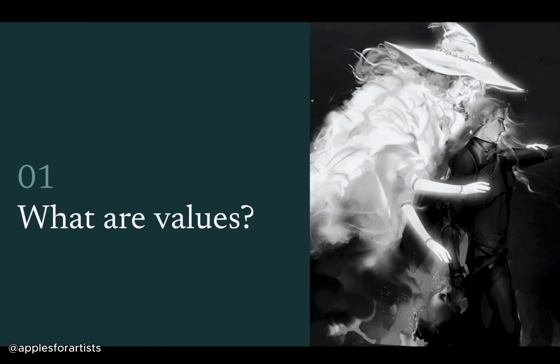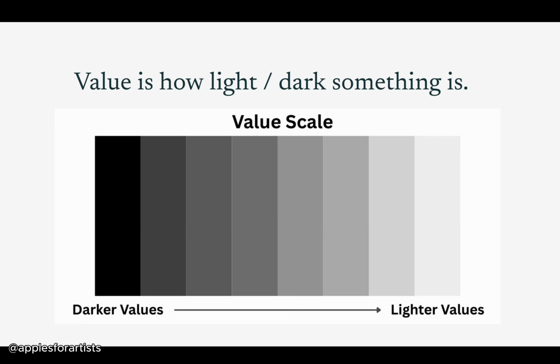First of all, what are values? Value is essentially how light or dark something is. Taking a look at this value scale, we can see the two extremes. On the left, we have very dark values. On the right, we have much lighter values, and we can see the progression from dark to light.